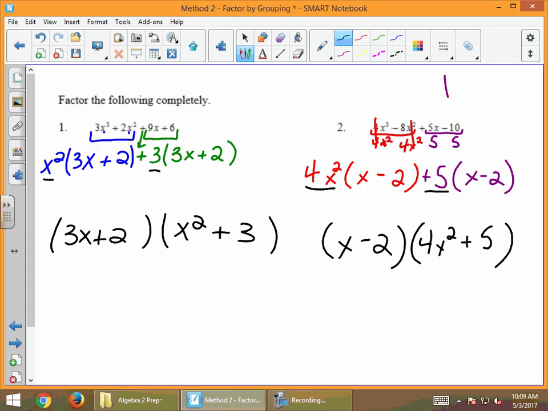Now, some of you are asking, does the order matter here? No. You can write it either way. If you like to have the leftovers first, go for it. So you can say 4x squared plus 5, and then x minus 2. Either one of those is acceptable. Why? Well, what's 3 times 2? 6. What's 2 times 3? Doesn't matter the order of multiplication. So if you write it either way, it's fine.